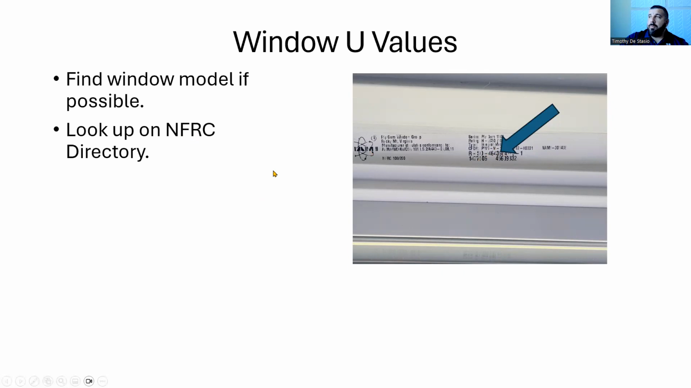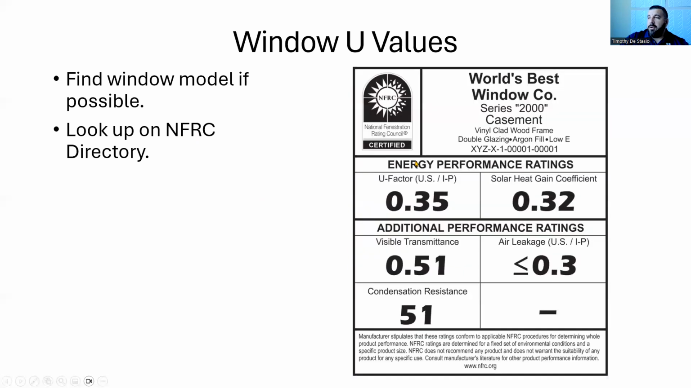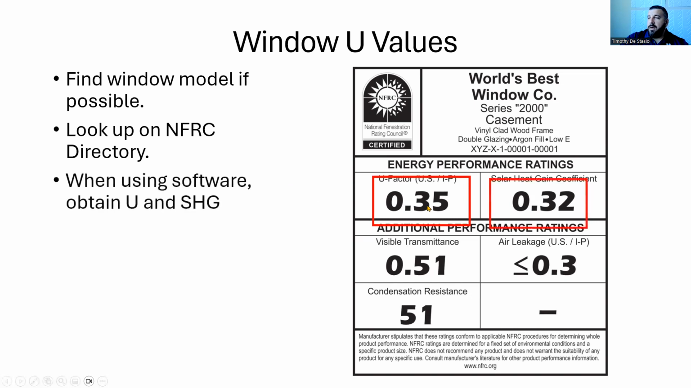Maybe if the homeowner purchased windows recently, they're going to have one of these stickers, and so you can get it right off the sticker. If not, you might have to just use some rules of thumb for your area. But you're going to want to tell the software what the U factor and the solar heat gain coefficient is.